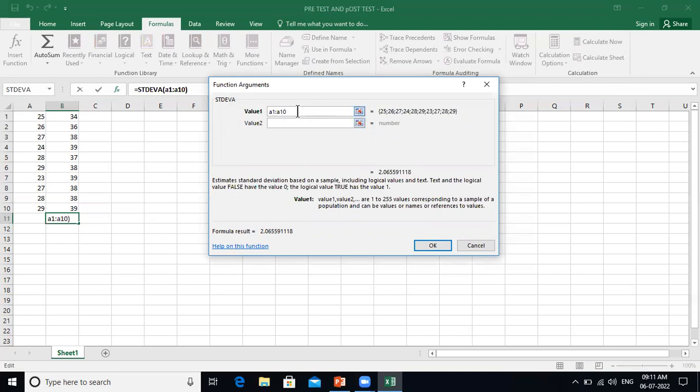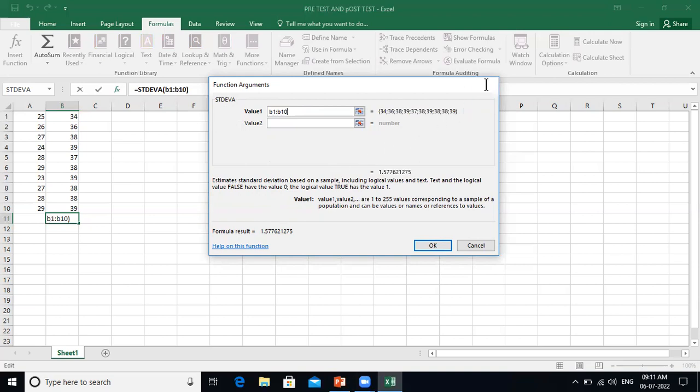Okay, now the standard deviation of the post-test: B1 to B10. See here, the standard deviation is 1.67. Here, the standard deviation decreases from pre-test to post-test. Okay, whatever, no problem. So this is the process to find the mean and standard deviation.